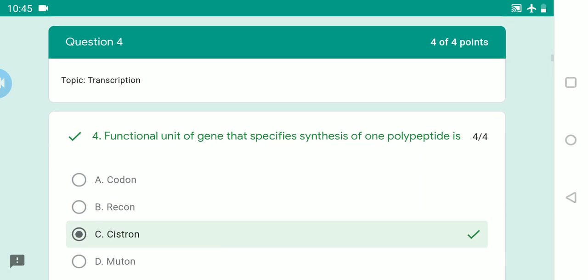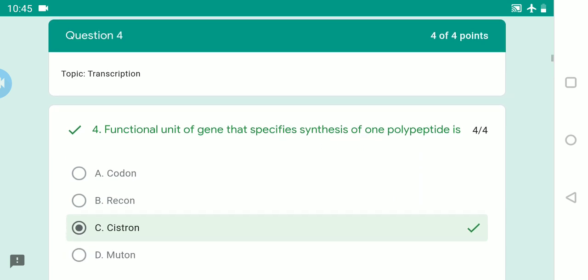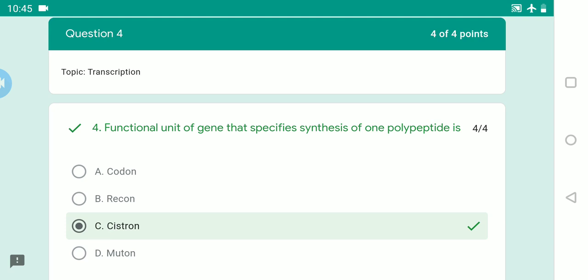The next question: a functional unit of gene that specifies the synthesis of one polypeptide is. While I was telling about the units of genes, I told you the meaning of codon, recon, cistron, muton, like that. The functional unit of the gene that specifies the synthesis of one polypeptide is nothing but cistron.